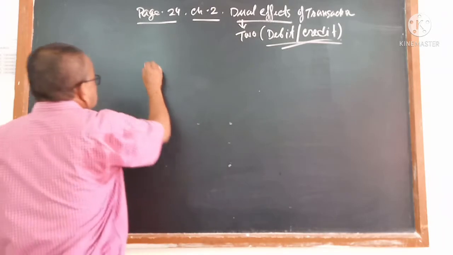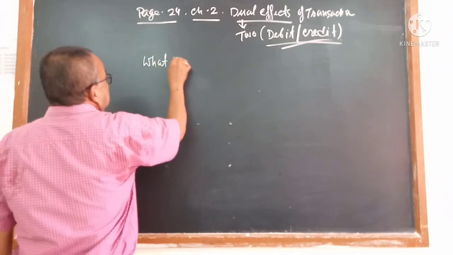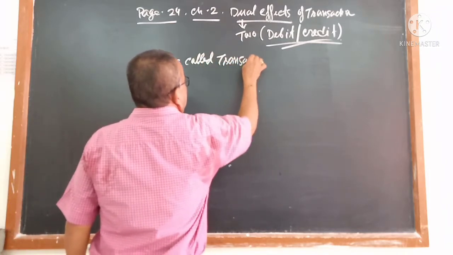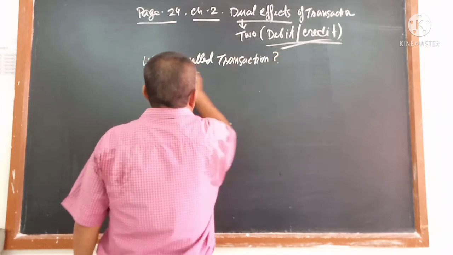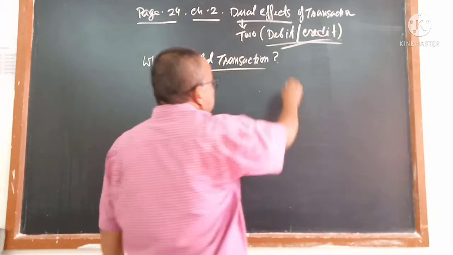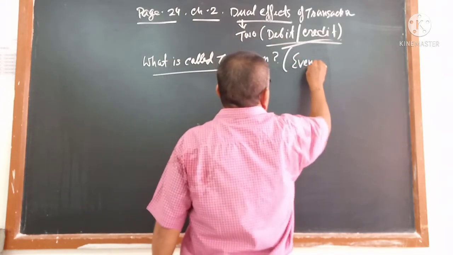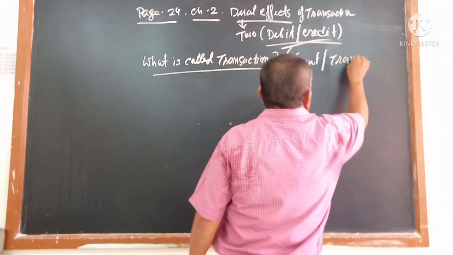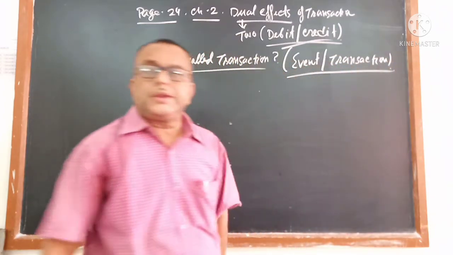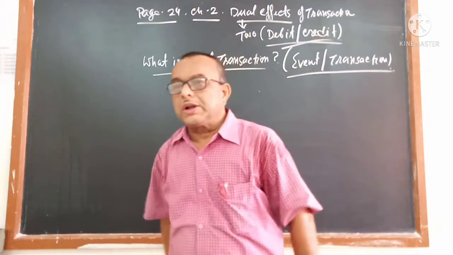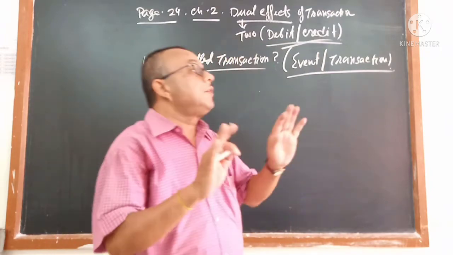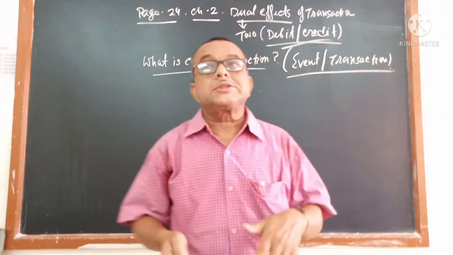Now, what is called a transaction? What is the meaning of transactions? In the previous video I told you two things are there. One is called the event and the other is called the transaction. I will explain in detail which is called event and which is called transaction. Once again I want to repeat it so that it will be clear for you. Event means any type of work. It may be a transaction, may not be a transaction.